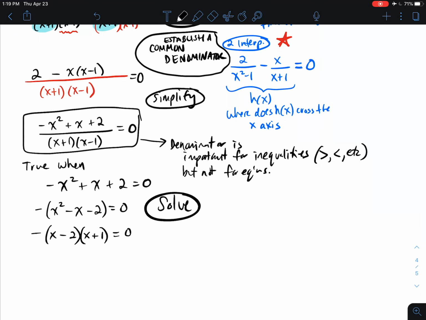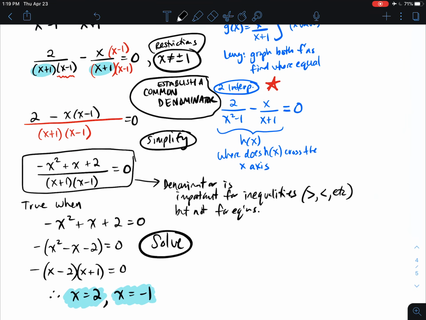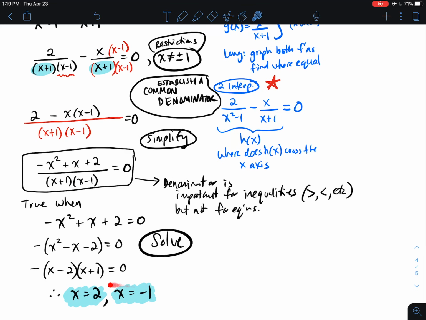So now that I've factored it, I can say, therefore, x equals 2 and x equals negative 1 are my two solutions. And I feel pretty good about that because they were nice and easy to obtain just by factoring. So now that I have these answers, I definitely need to go back and make sure that I compare these answers that I got to my restrictions.